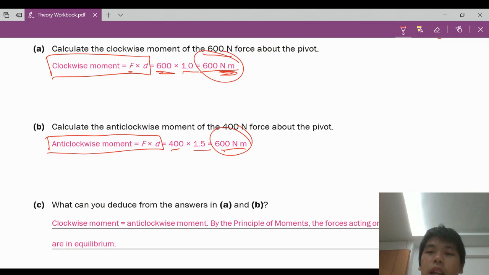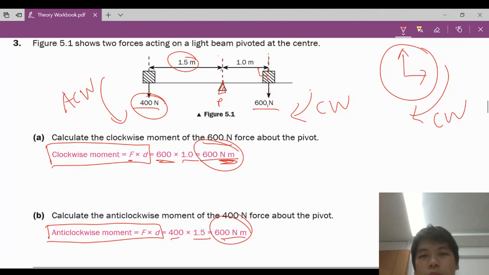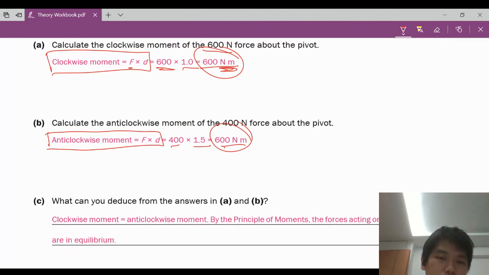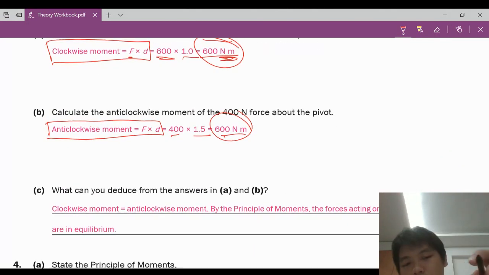So if that is true, then this beam, the light beam, is in equilibrium. Okay. All right, let's come back for the next lesson on the principle of moments.